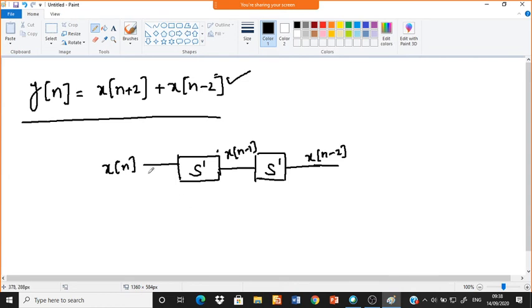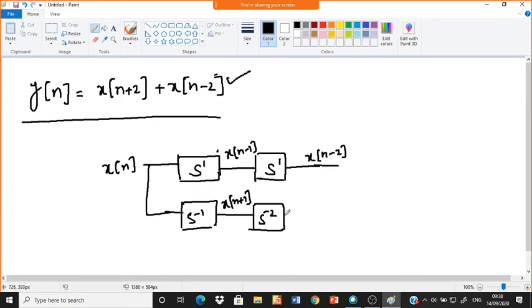In a similar way, you take x of n and give it to s power minus 1, and another one you give to the system s power minus 2. Here you will get x of n plus 1, and here you will get x of n plus 2. These two signals we need to add, and you will get the signal y of n. Is this fine?